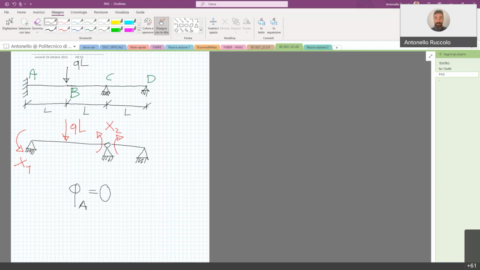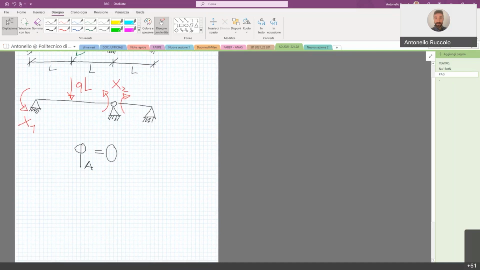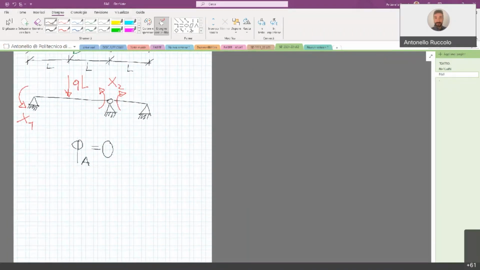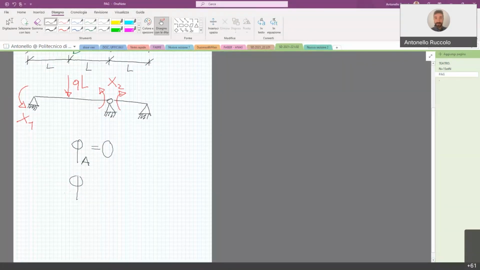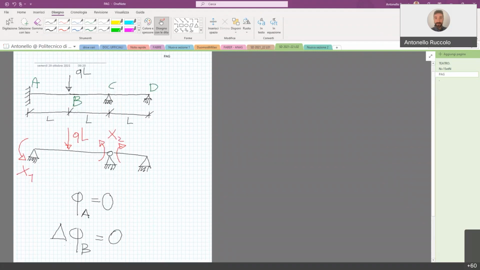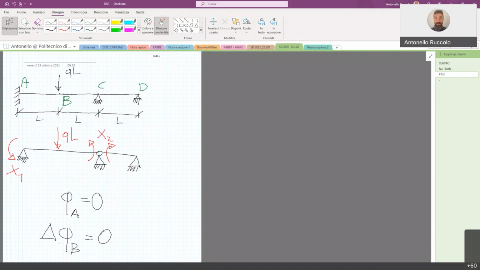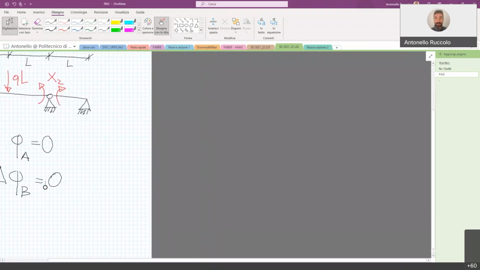This is the first compatibility equation, and the second one is that rotation. Okay, let's say that the difference of rotation in the node B is equal to 0. Okay? So that in the node, no, not in the node B, sorry, that was a mistake. It is in the node C.